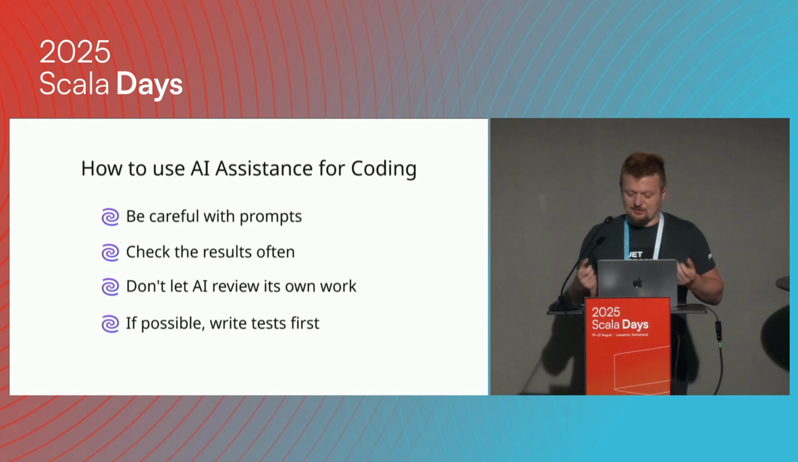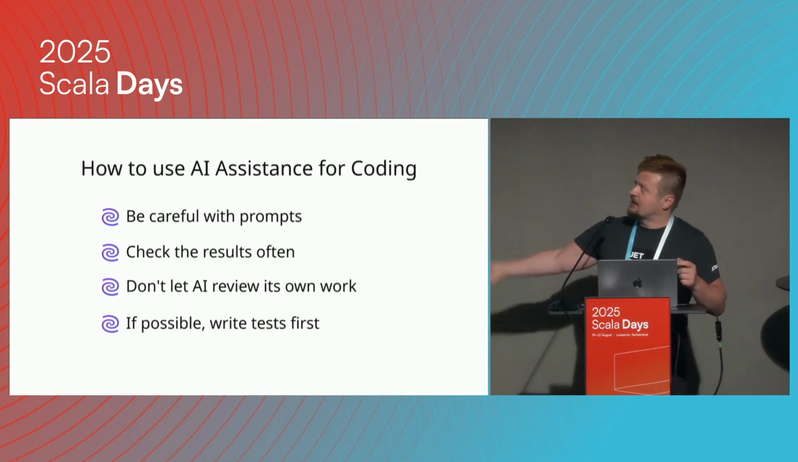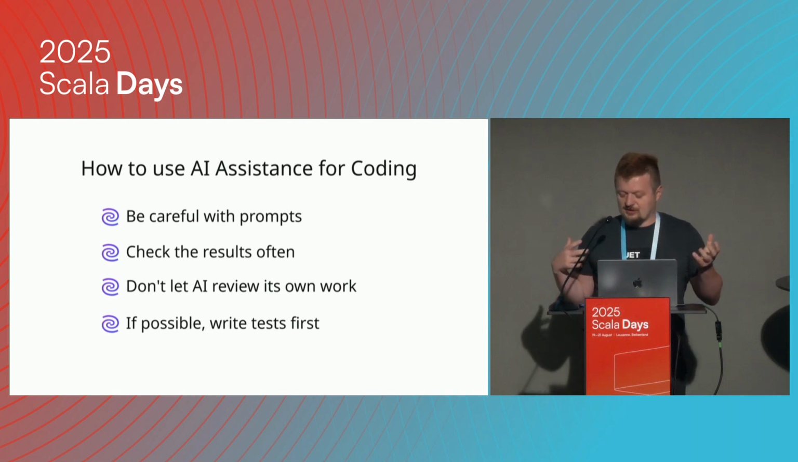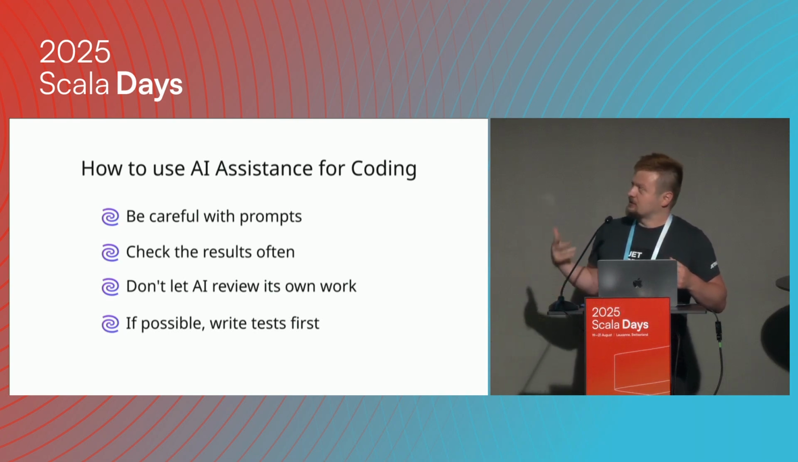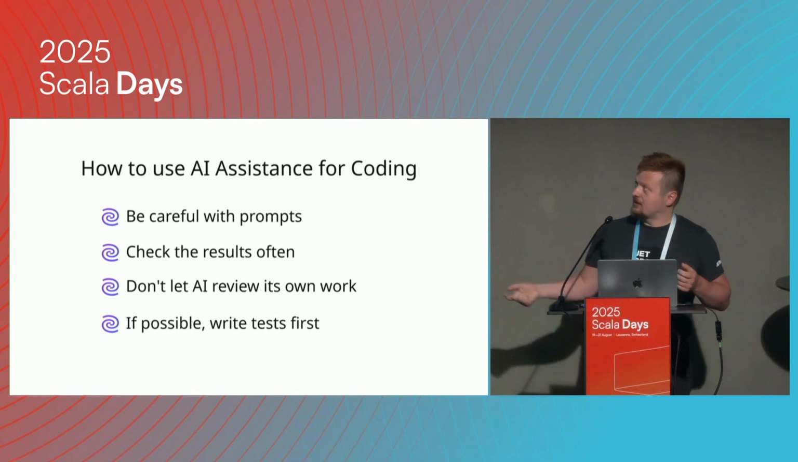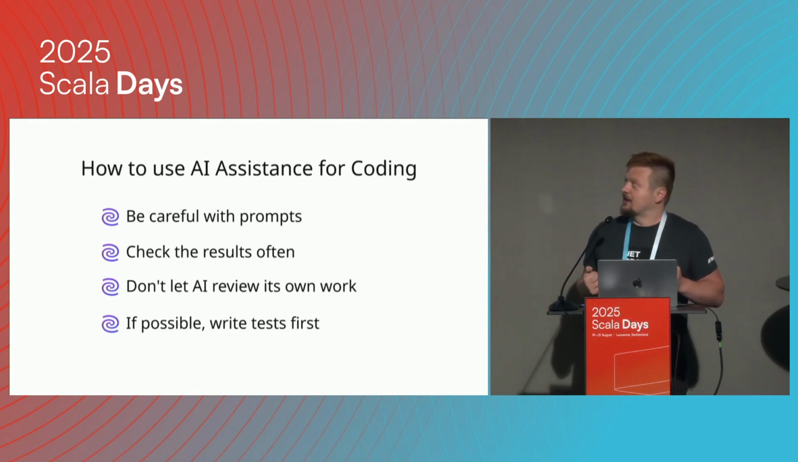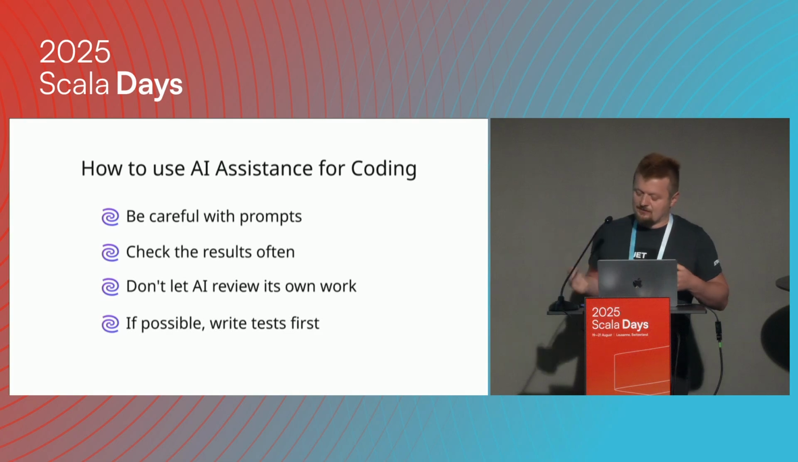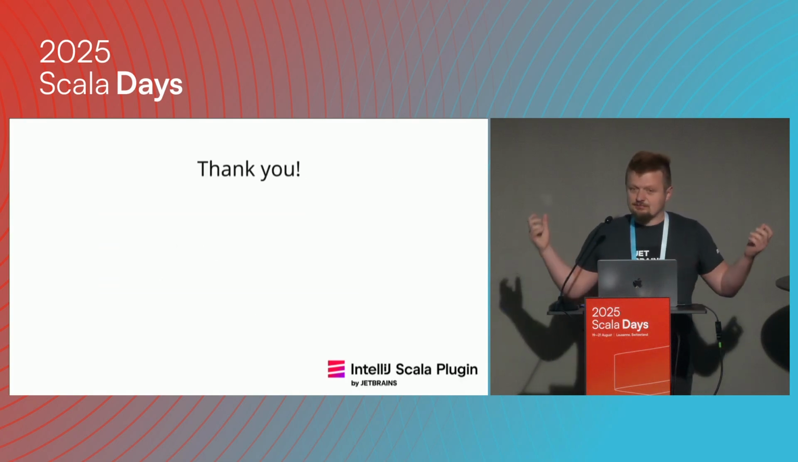So if you have the test first, then your production code will be written by your AI assistant, or Junie, in a way that actually will be tested by those tests, and then Junie will know if something is wrong and will be able to fix it, or at least help you fix it. Yeah, so that's it.